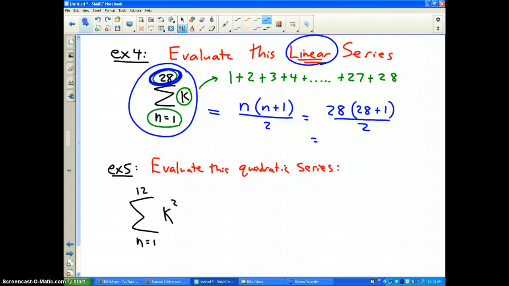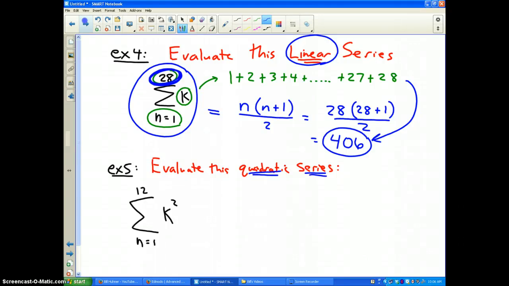Now if you do that on your calculator, you go 28 times 29, and you get an answer of 812 divided by 2, and all the numbers added together from 1 to 28 make an answer of 406. And that's how you do linear series.